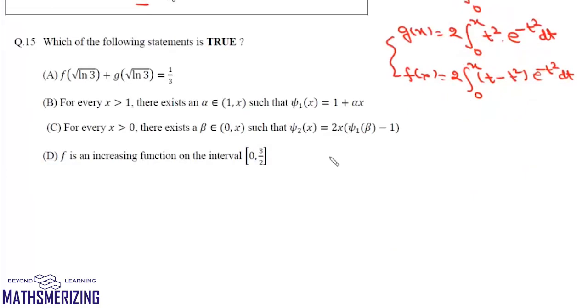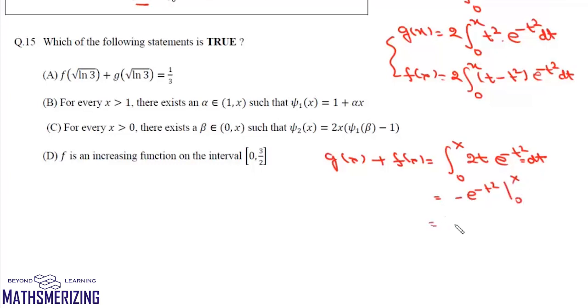Now we'll add these two functions. If we add g(x) and f(x), we can write g(x) plus f(x). Now this 2t square will cancel. So we'll get the integral from 0 to x of 2t e to the power minus t square dt. Now here we'll take t square as z, so 2t dt will be dz. So it will be e to the power minus t square upon minus 1, from 0 to x. So it will be simply 1 minus e to the power minus x square.